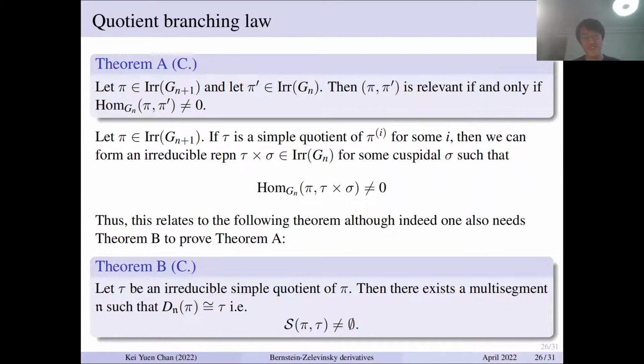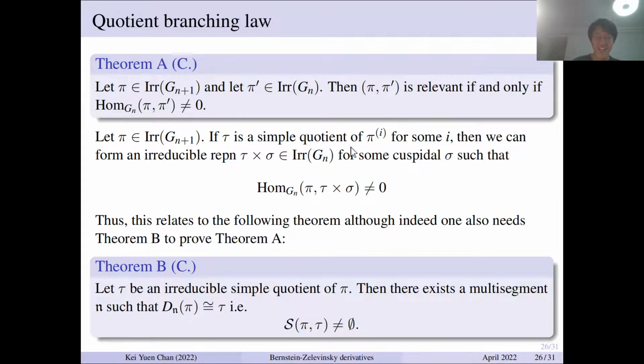So basically it says that the terminology determines the branching law. If pi and pi prime are irreducible representations, and it is relevant in the sense I introduced in the previous page, then the Hom space is non-zero. So basically, I completed the proof, but the proof is slightly long.